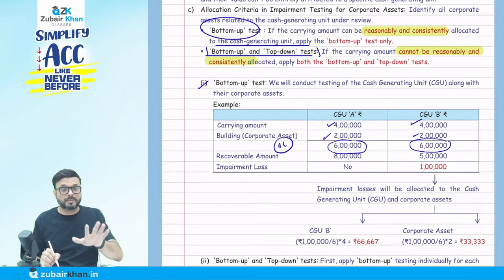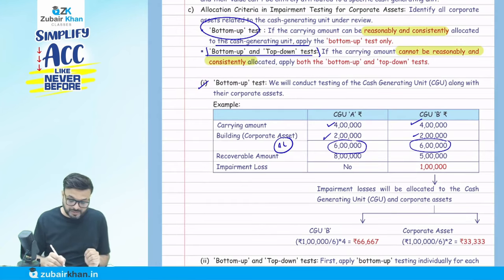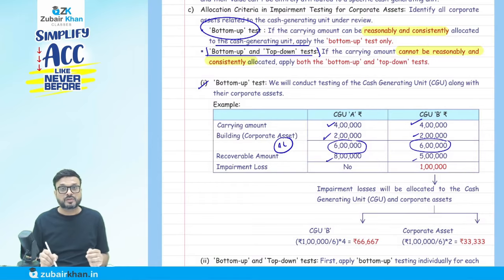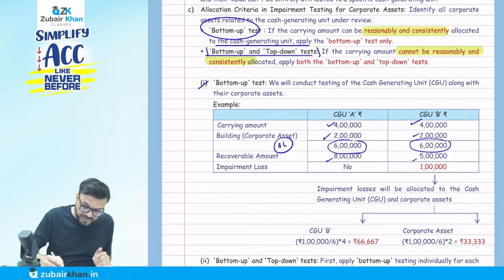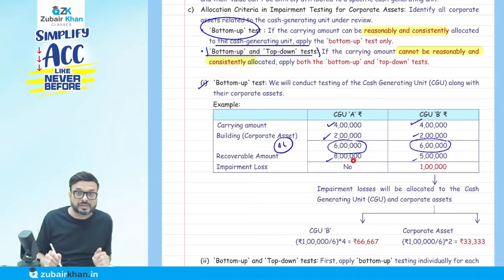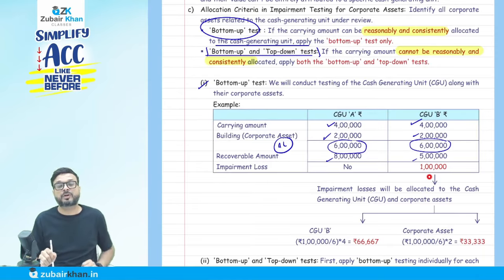Now the recoverable amount of CGU 1 is 8 lakh and here 5 lakh. So what is the formula of impairment loss? Carrying amount minus recoverable amount. Here the carrying amount is 6 lakh, recoverable amount is 8 lakh, so there is no impairment loss. Here the carrying amount is 6 lakh, recoverable amount is 5 lakh, so there is an impairment loss of 1 lakh.